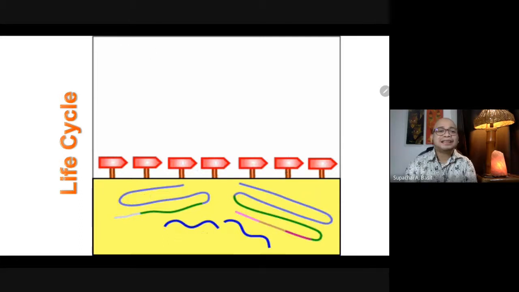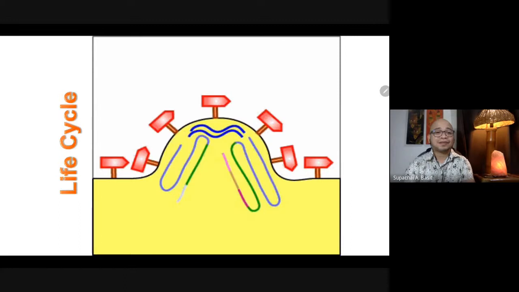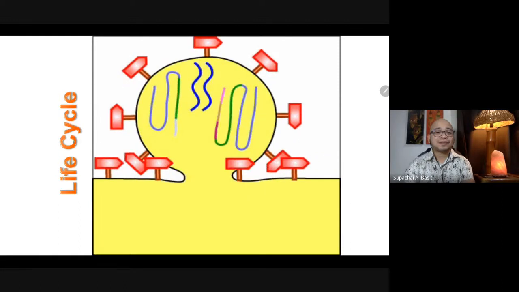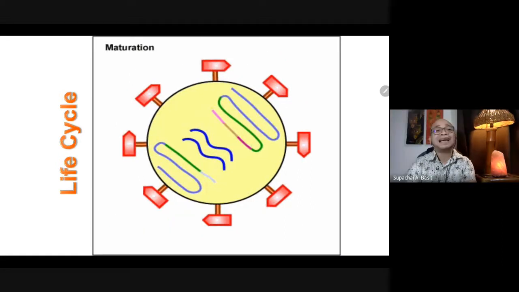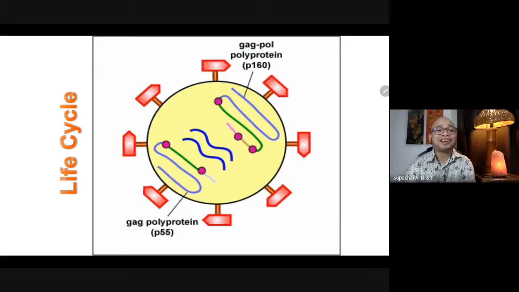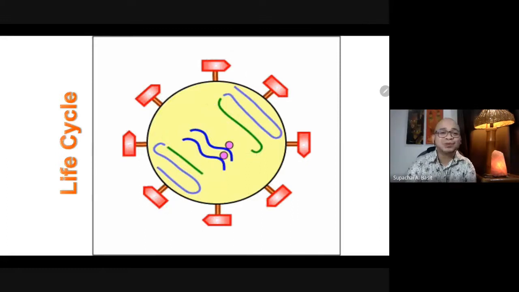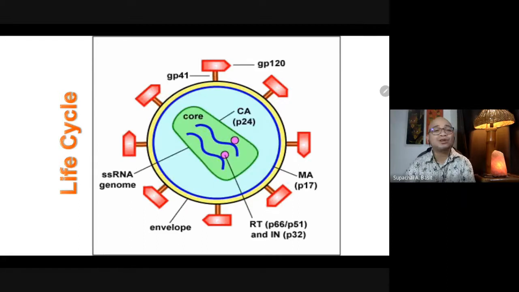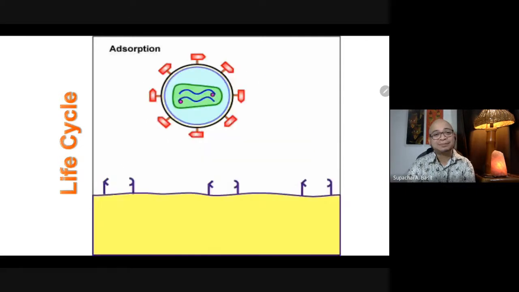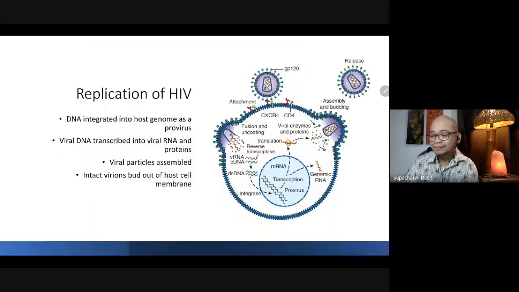Then the next step would be budding. In the process of budding, the virus will utilize our cell membrane as its envelope. And now the virus is mature and will infect another T helper cell. Okay, so that's the life cycle of the virus. So you do not want this virus to enter your body, because as you can see in the life cycle, it will control your T helper cell and it will destroy your T helper cell.